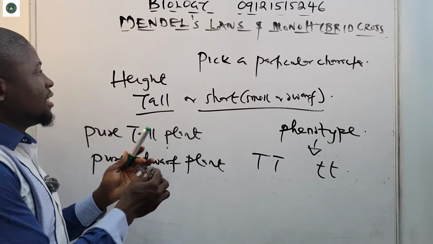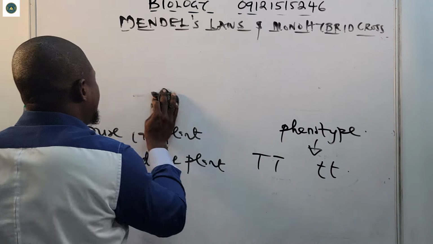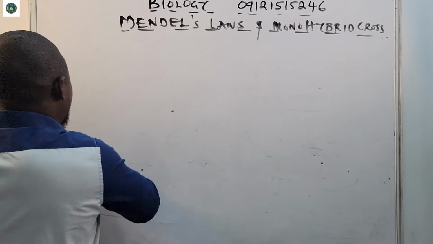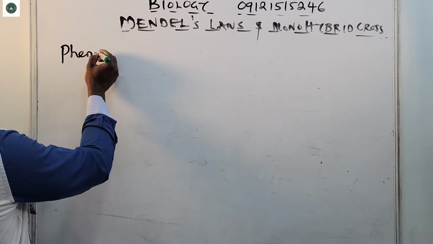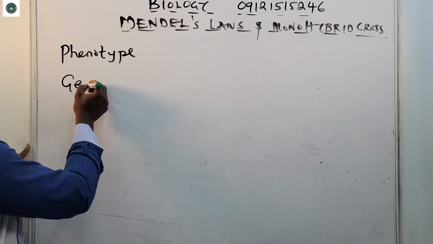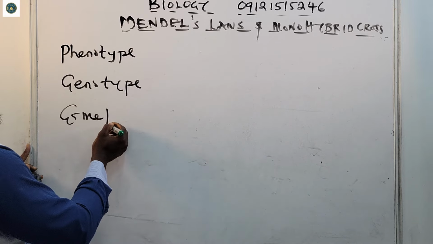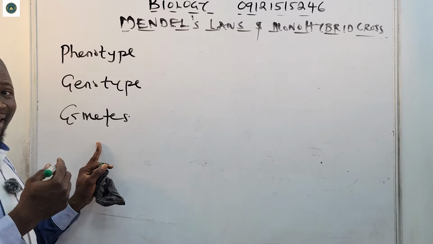So now let me make this clearer for you to see. So the phenotype. Then the genotype. The gametes. So we have the phenotype, the genotype, and we have the gametes.